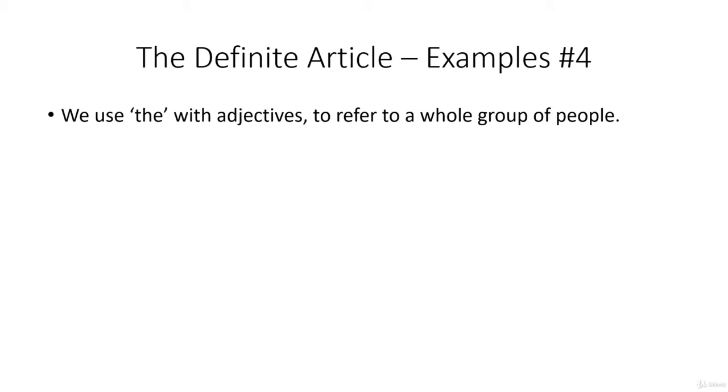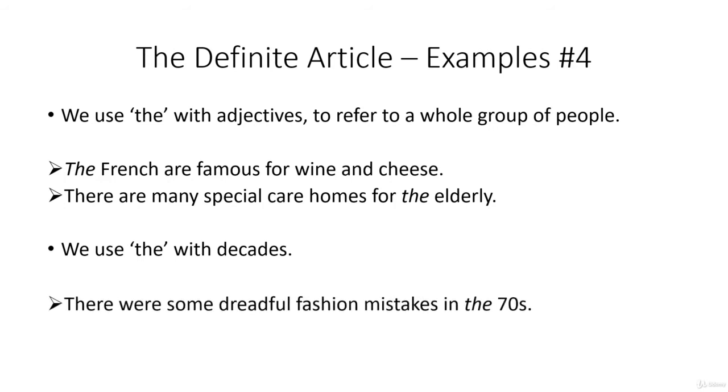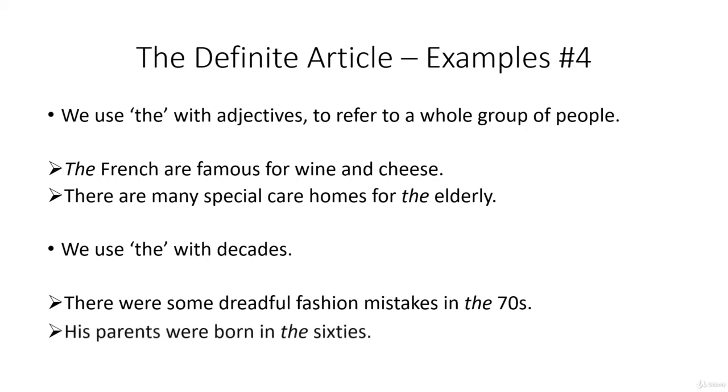And we use "the" with adjectives to refer to a whole group of people. So the French are famous for wine and cheese. There are many special care homes for the elderly. And we use "the" with decades. There are some dreadful fashion mistakes in the 70s. His parents were born in the 60s.